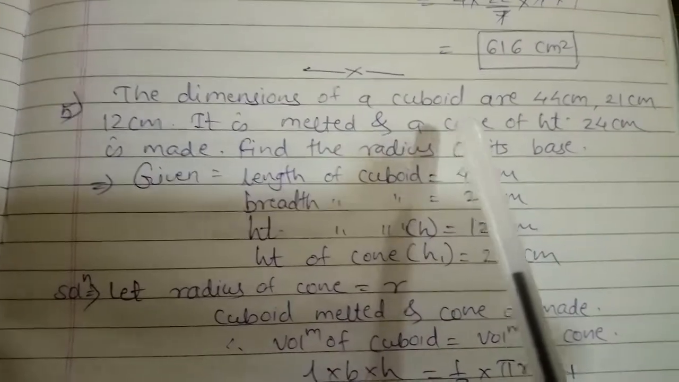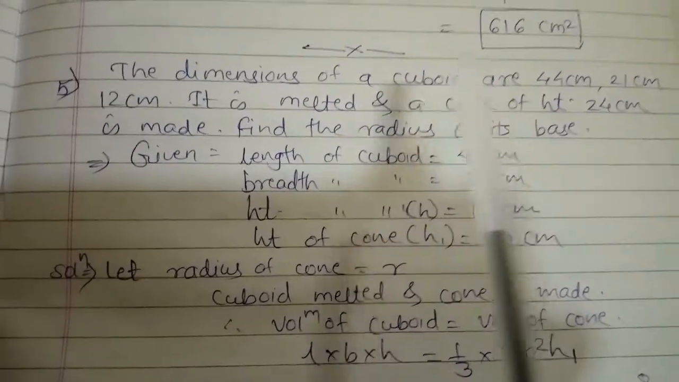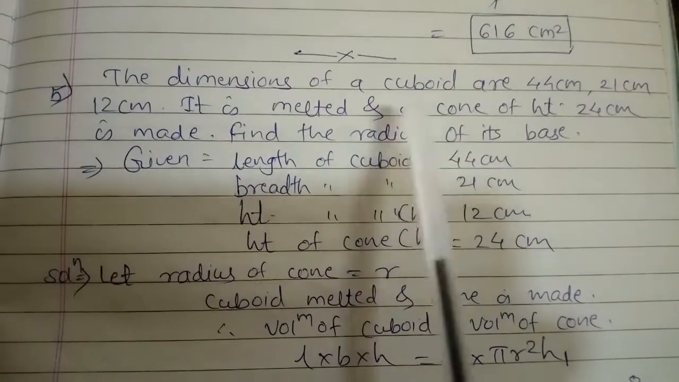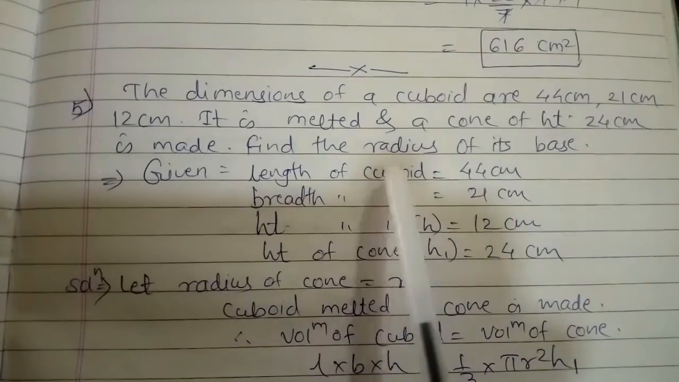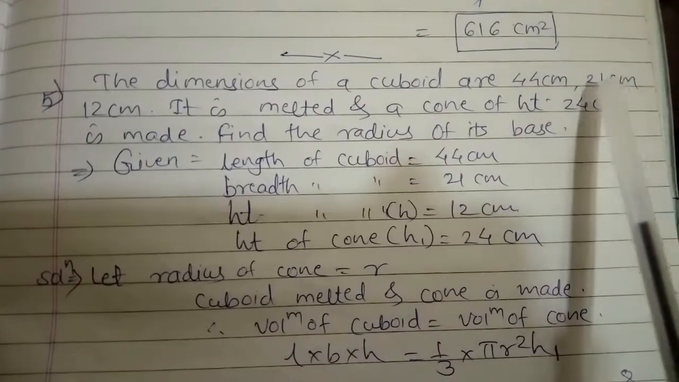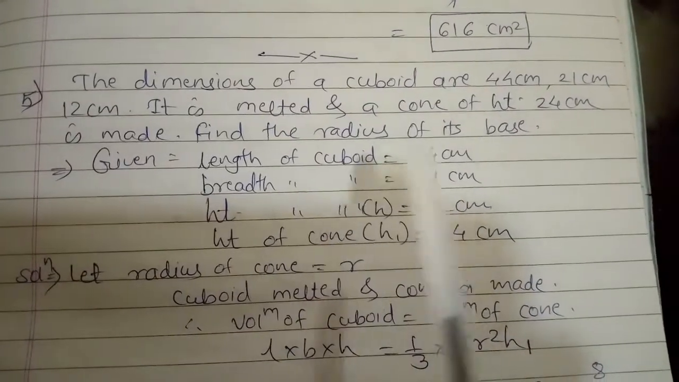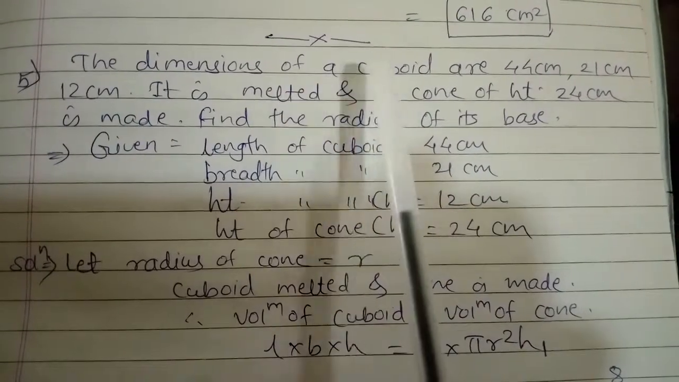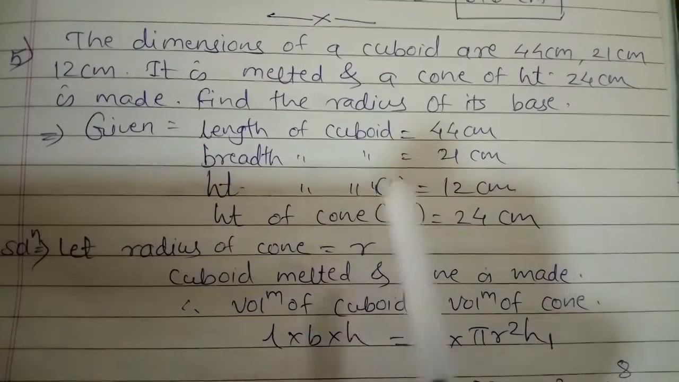Now in this example the first figure is a cuboid, and then the cuboid is melted into a cone. Whenever one figure is melted and converted into a second figure, the volume of both the figures will be the same. First we write down the given: the length of the cuboid is 44 centimeter, the breadth of the cuboid is 21 centimeter, and the height of the cuboid is 12 centimeters. In this example we are given two heights, the height of the cuboid and the height of the cone, so for our concern we mention it separately.